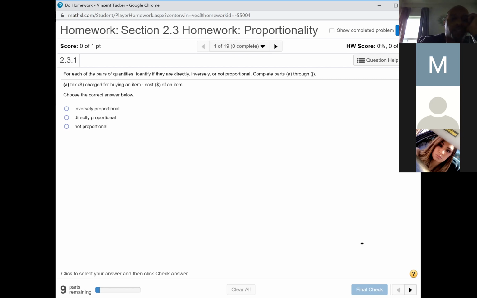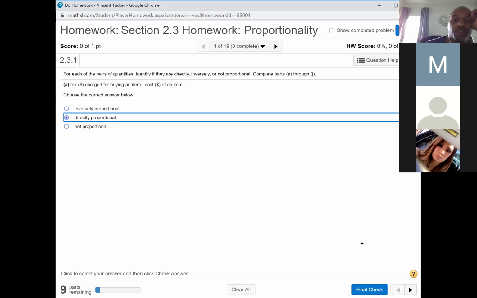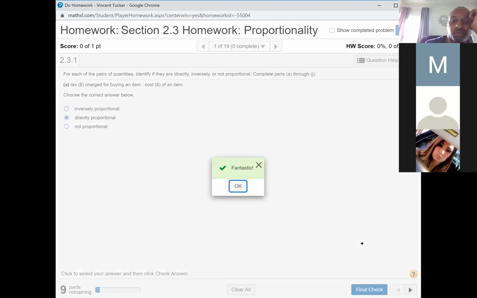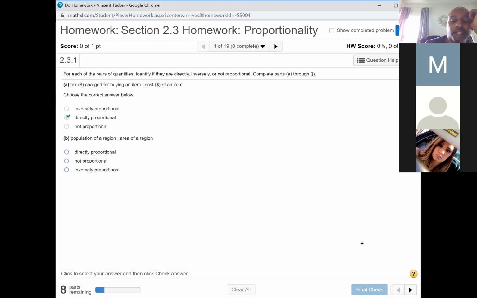So here we have tax: the amount charged for buying an item is going to be inversely, directly, or not proportional to the cost of an item. So if the tax increases, that means the cost increases, or vice versa. As the cost increases, the tax increases. So that means they are directly proportional. The tax on the item doesn't go down if your cost increases. It goes up with the cost.